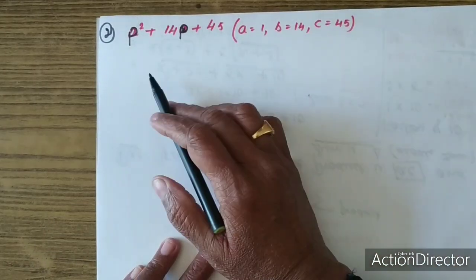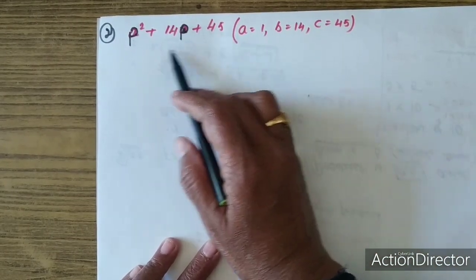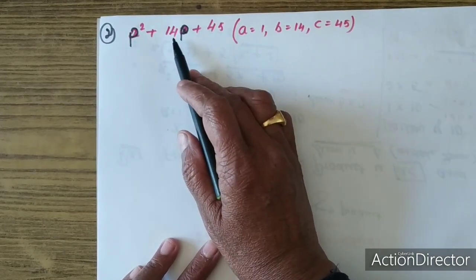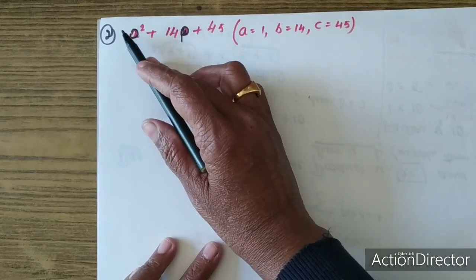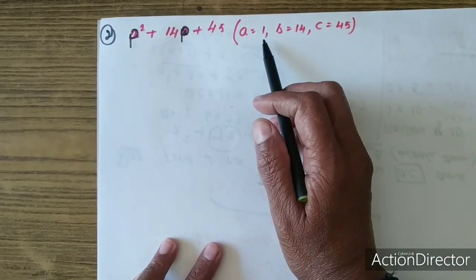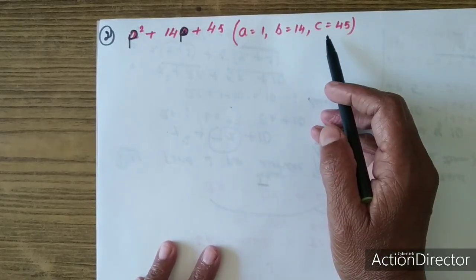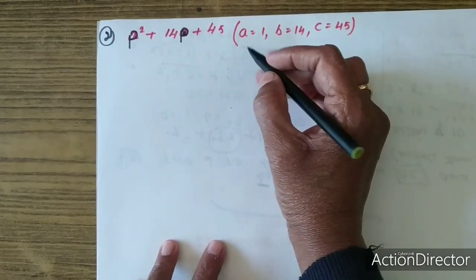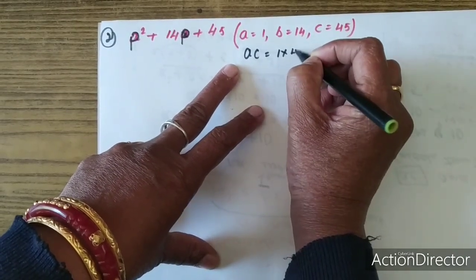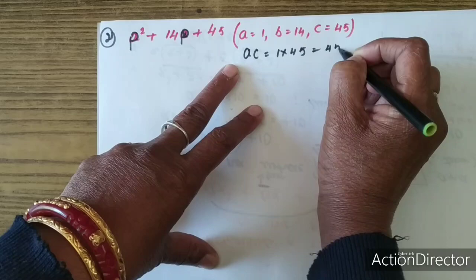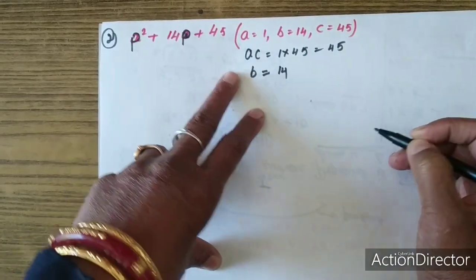We will take a second example. P square plus 14p plus 45. So it is of the form ax square plus bx plus c. Here the coefficient of p square is 1. So a is equal to 1, b is equal to 14 and c is equal to 45. So first step, we have to find AC. So what is AC? AC is equal to 1 into 45 is equal to 45. And the middle term b is equal to 14.